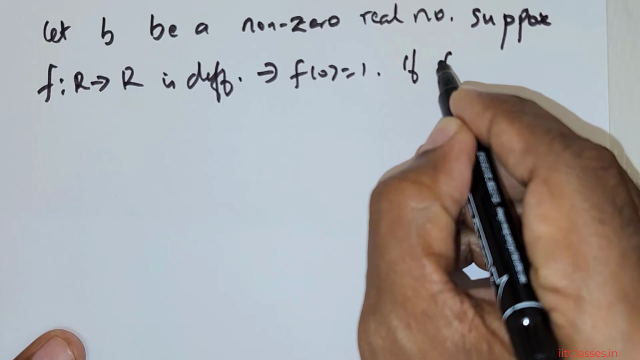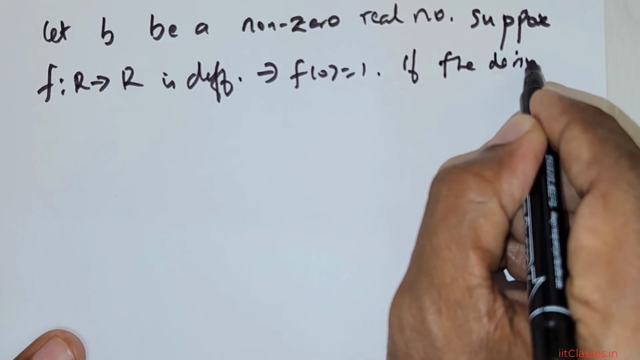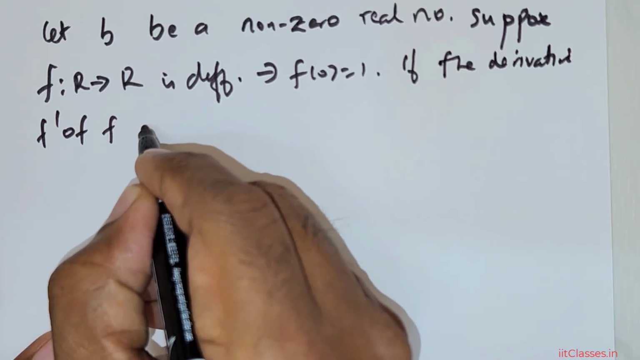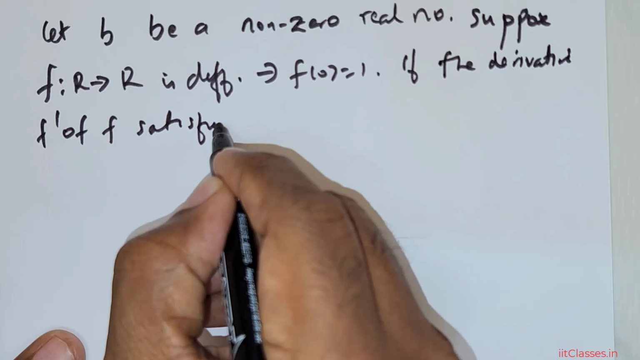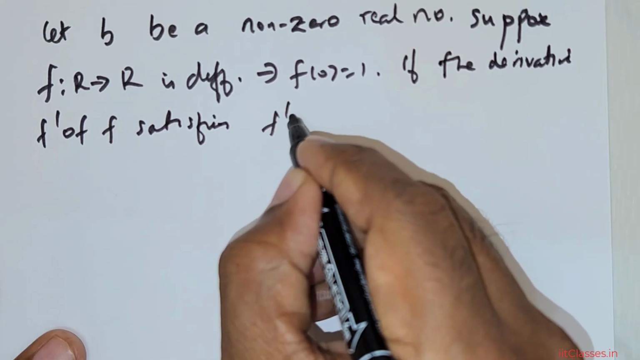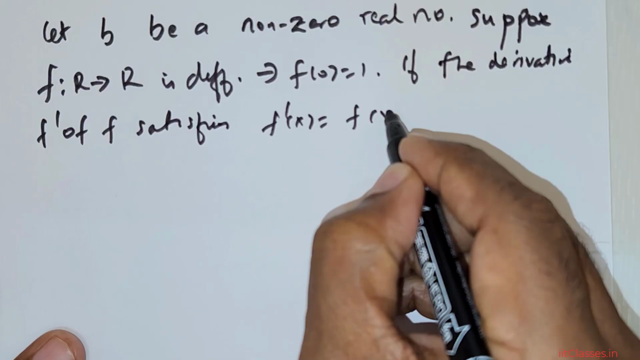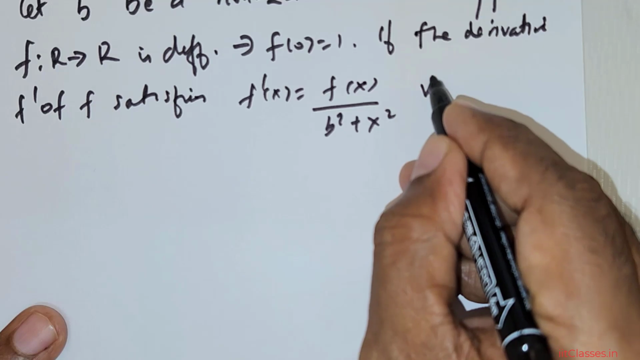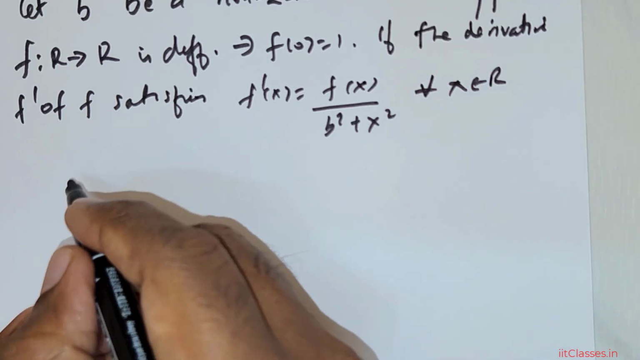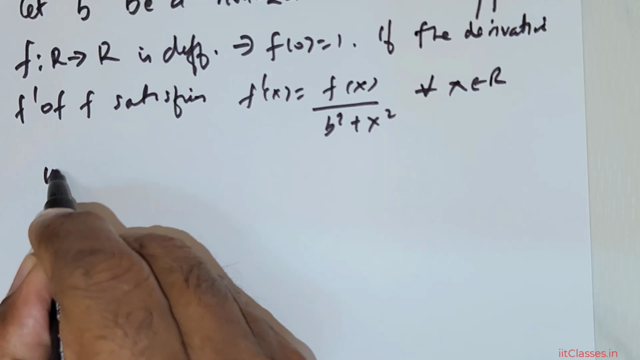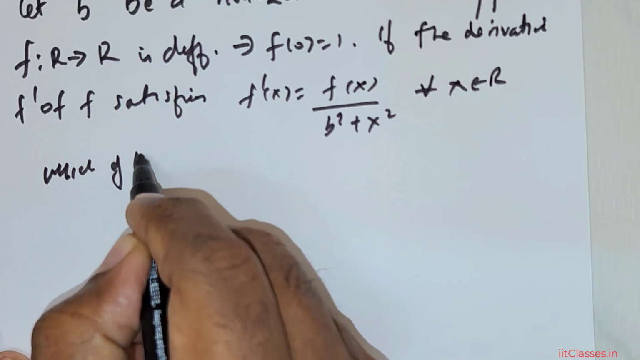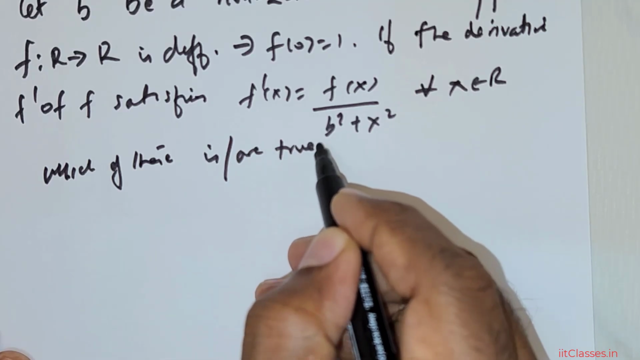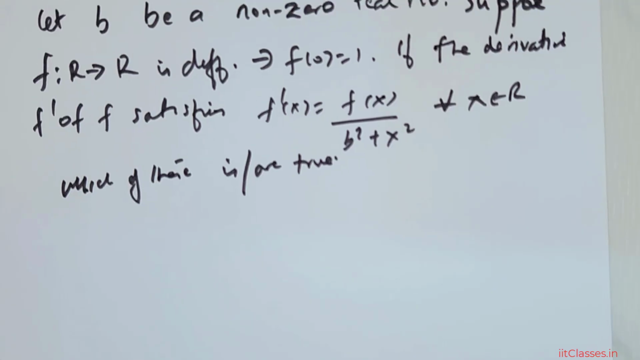If the derivative f dash satisfies f dash of x is equal to f of x over b squared plus x squared for all x element of R, then which of these is or are true? So you have to pick up the choices.